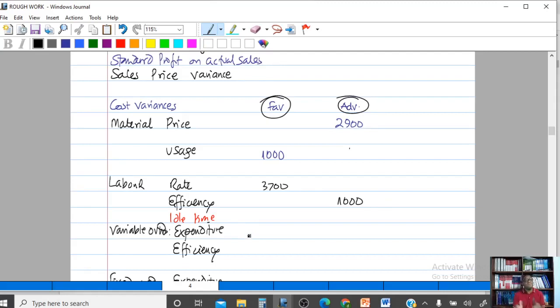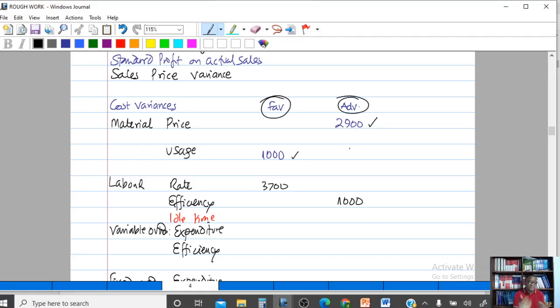Now, just before I move on, I want to talk briefly about the interdependencies of variances. Look at this carefully. Now this one has led to that, or which one? How do they connect, as in what is the relationship between the price and the usage variance?